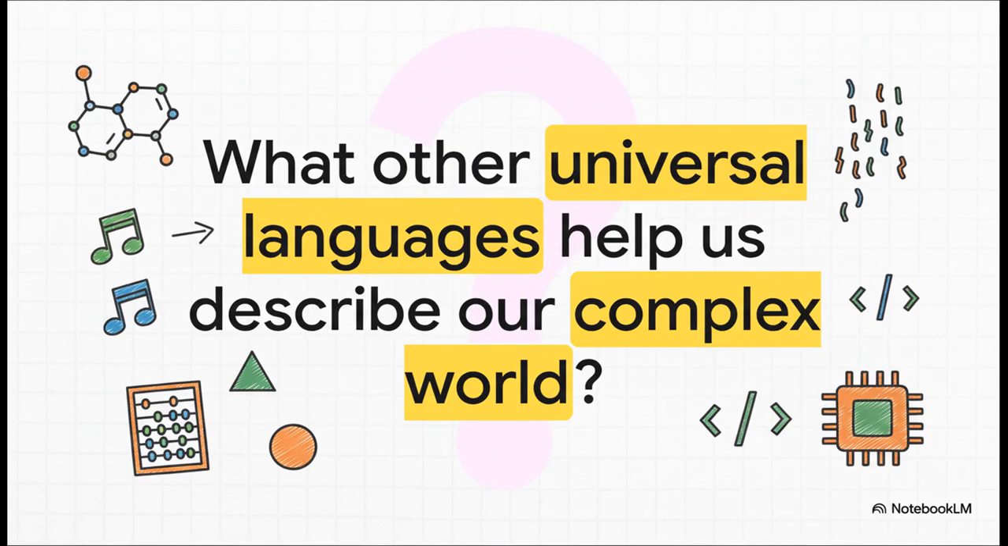We just broke down the universal language of chemistry. But what other kinds of universal languages are out there that help us describe our world? You know, things like mathematics or musical notation or even computer code. What other systems do we humans create to bring order to all the complexity around us?